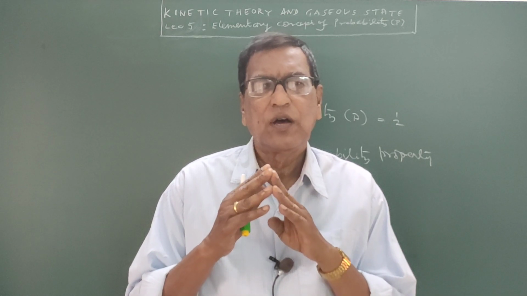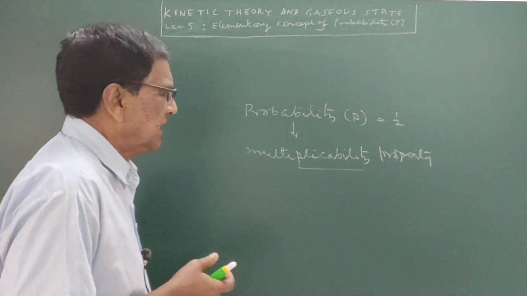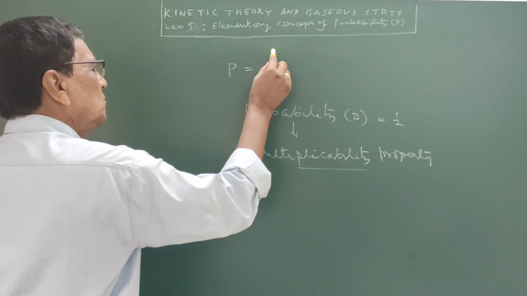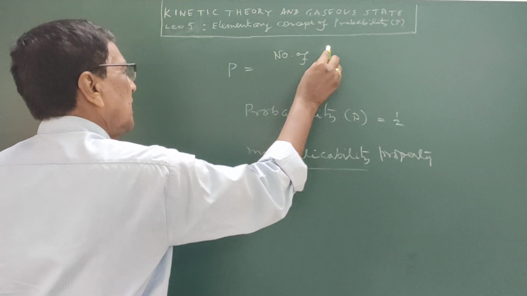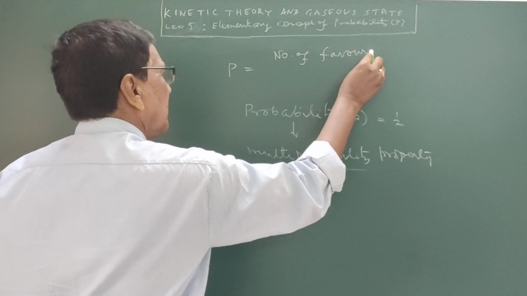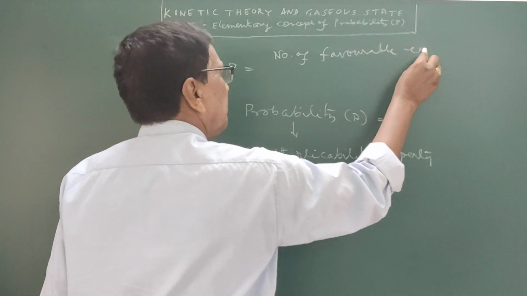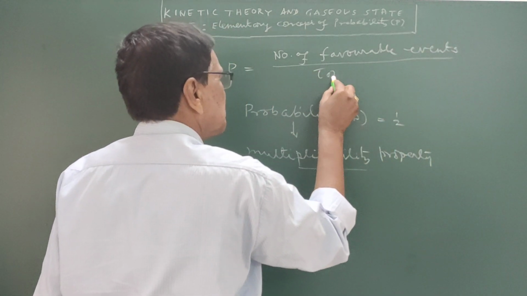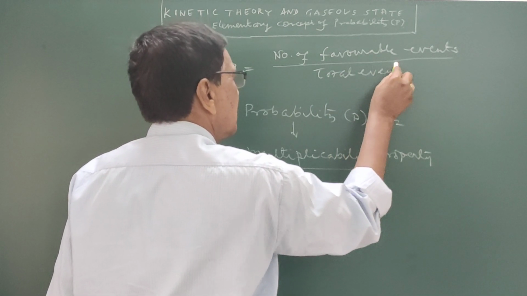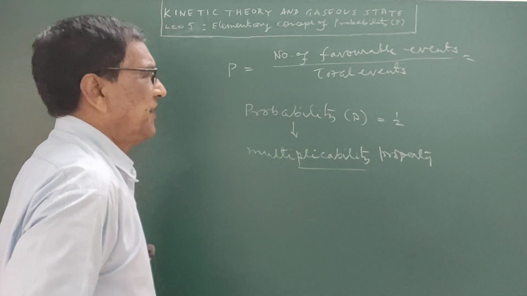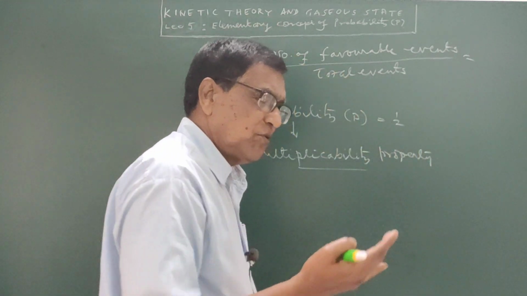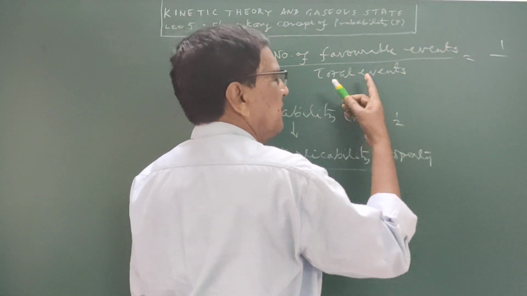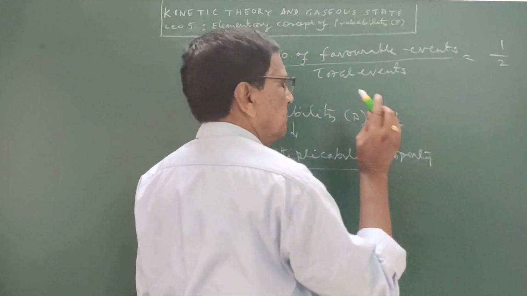The probability definition we can give: probability P equals the number of favorable events divided by the total events. In the case of tossing a coin, if you like the head to be up, then the favorable event is 1, and the total events, head or tail, are 2, so it is half.